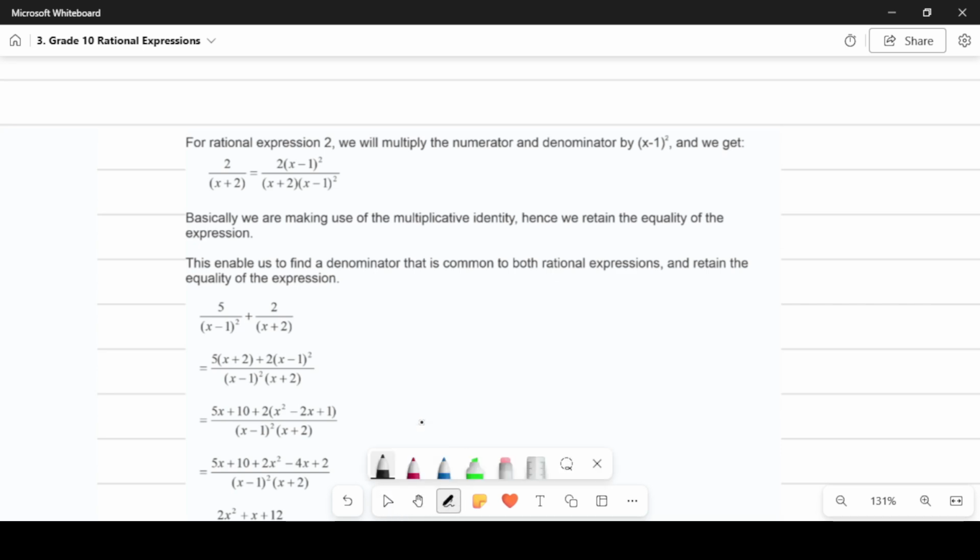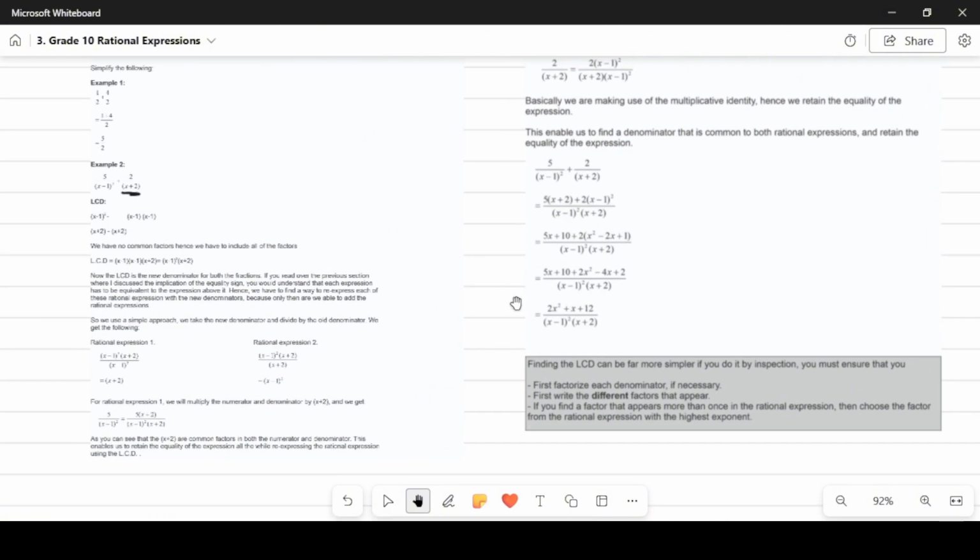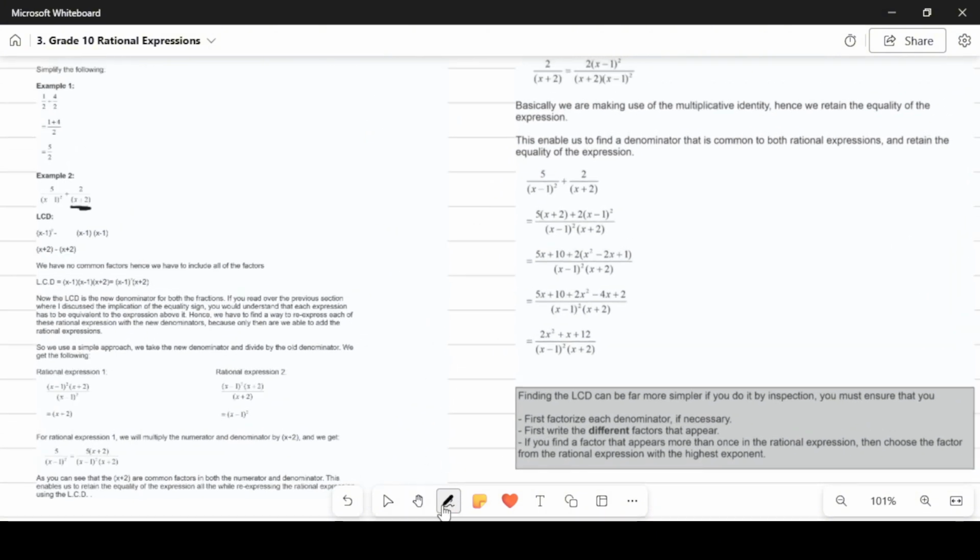So what we have now, if I just zoom out here for a second, you can see this. We have these two expressions that have the same denominators, but we didn't change anything, we just re-expressed it. So now we can add them together. Basically we're making use of the multiplicative identity to retain the equality of the expression.